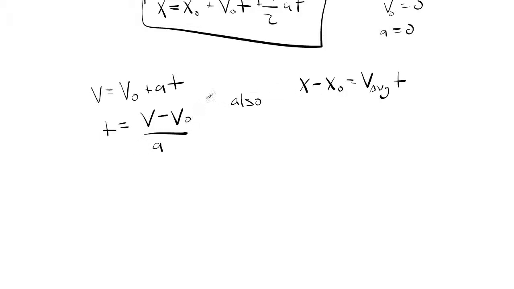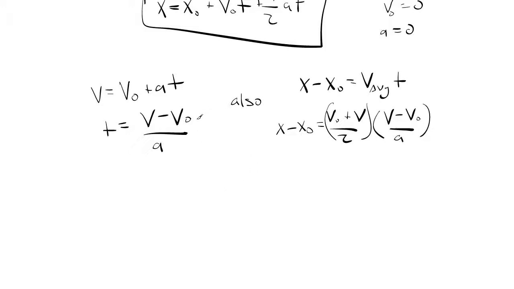And I'm going to plug time in over here. So I know that x minus x naught is equal to v av. v av, I already told you, was v naught plus v divided by 2. I'm going to multiply that, and then I just solve for time right here. I want to get rid of time. That's what I'm after. That's v minus v naught divided by acceleration.